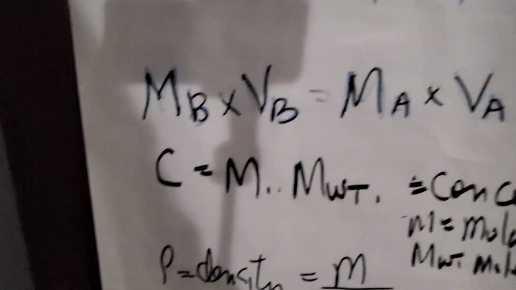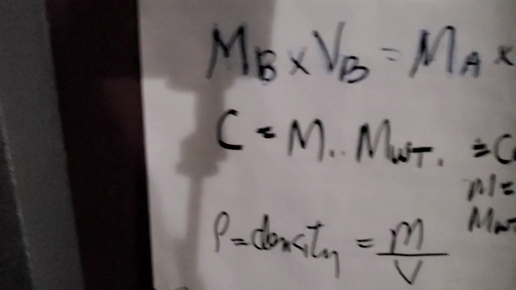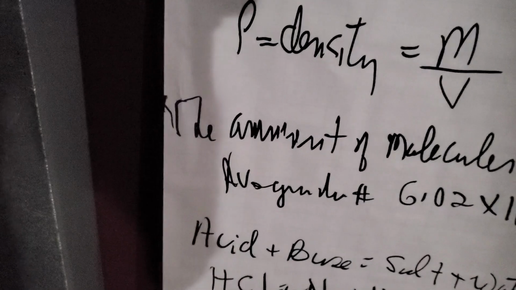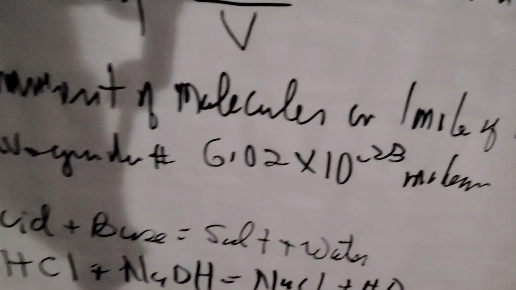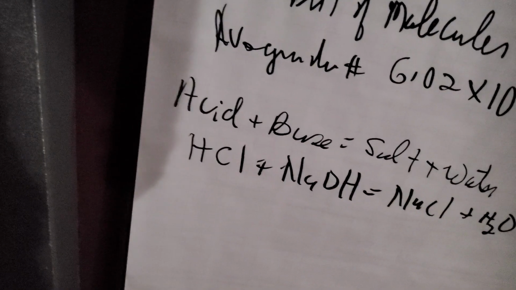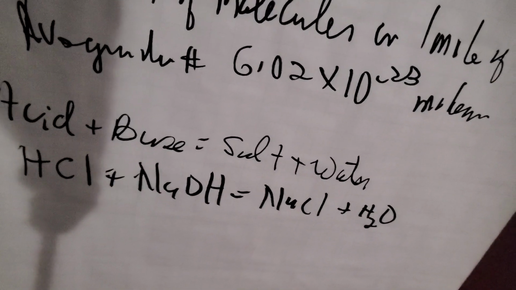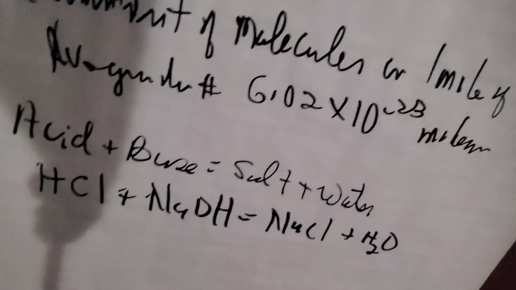Here are molarity of base times volume of base equals molarity of acid times volume of acid. Concentration equals molarity times molecular weight. Density is equal to mass over volume. And the amount of molecules in 1 gram mole of any substance would be Avogadro's number, 6.02 multiplied by 10 to the 23 molecules at standard temperature and pressure. And one other thing was acid plus base equals salt plus water, the famous neutralization formula or equation.